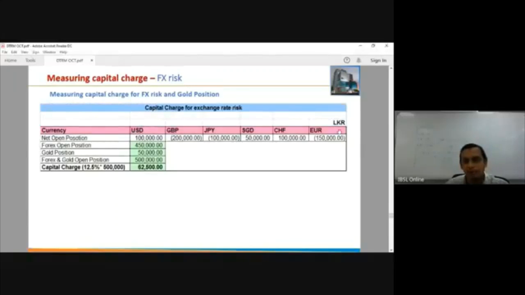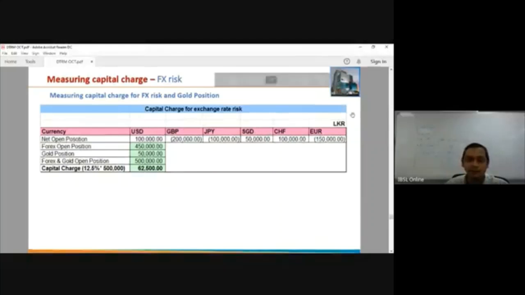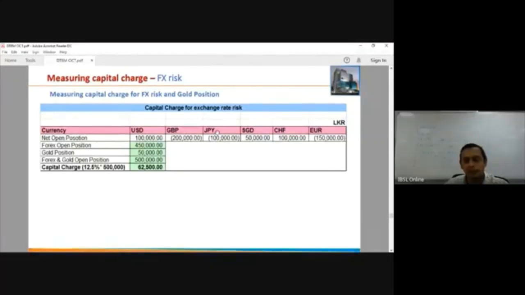So you have different currencies, 1, 2, 3, 4, 5, 6 currencies in this example. If you have 15 currencies, you have to have 15 columns. Then for each currency, we need to compute the net open position. That is dollar assets minus dollar liabilities, GBP assets minus GBP liabilities, yen assets minus yen liabilities, like that. So you have to have the net open position computed for each currency.